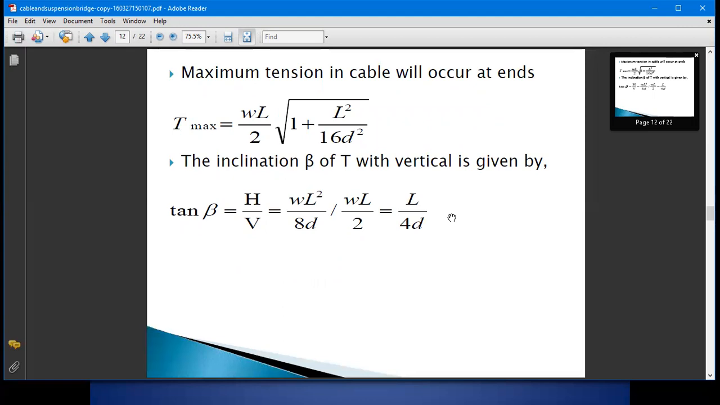Maximum tension in the cable will occur at the ends, so that value we have already calculated. And beta with respect to vertical, tan beta is H by V.